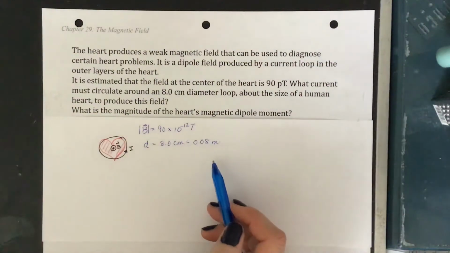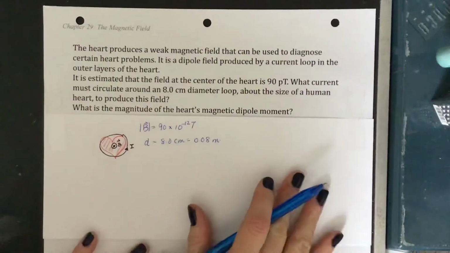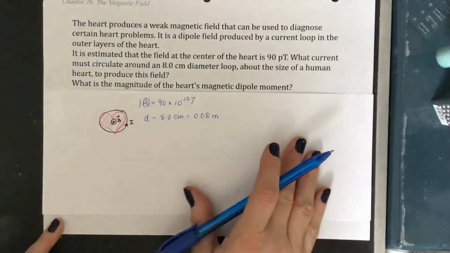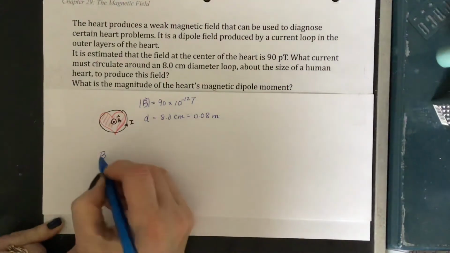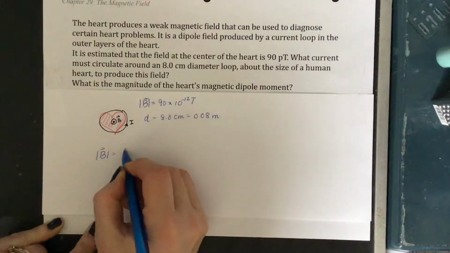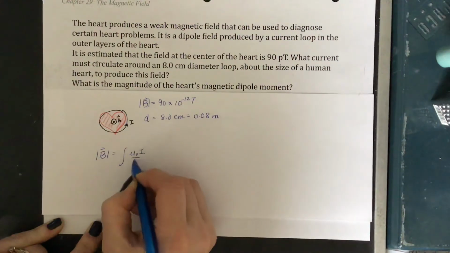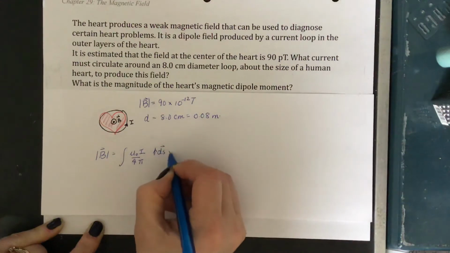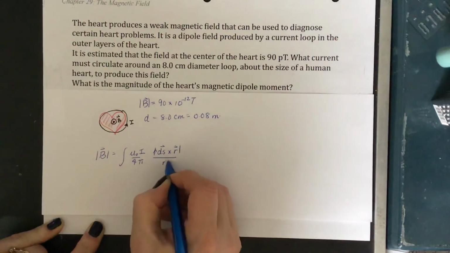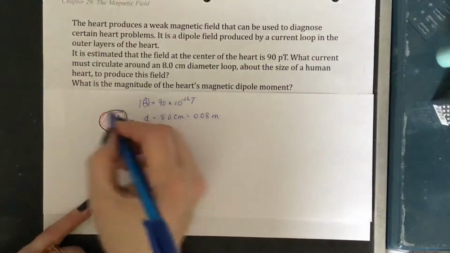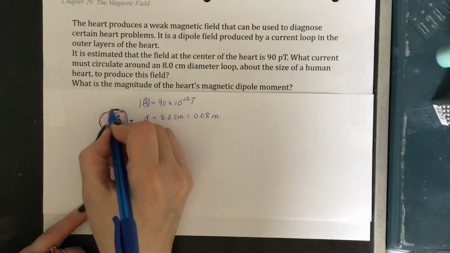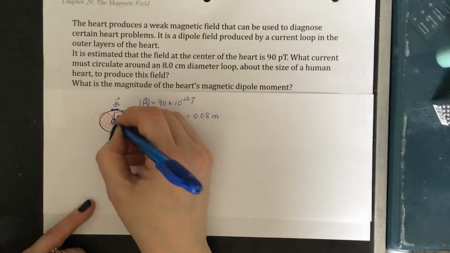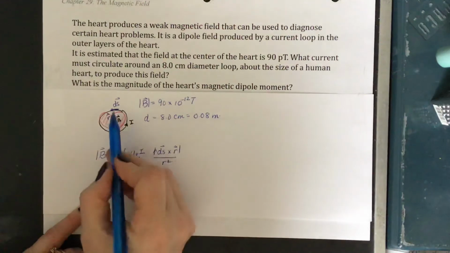If we wanted to figure out an expression for the magnetic field as a function of the current, we would use our Biot-Savart Law. So the strength of the magnetic field would be the integral of mu naught I over 4 pi times the magnitude of ds cross r hat over r squared. ds is a little bit along our wire, so ds comes along this way. r is a vector that goes from ds to the center of the heart. So r hat goes towards the center.